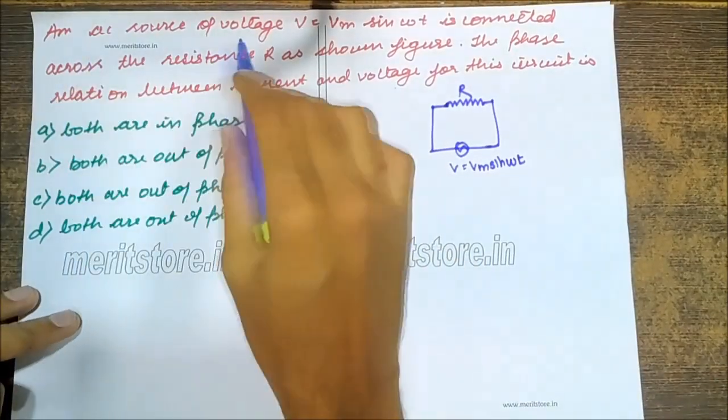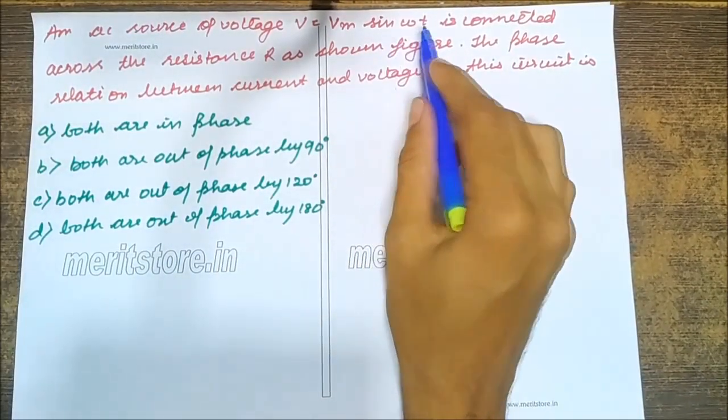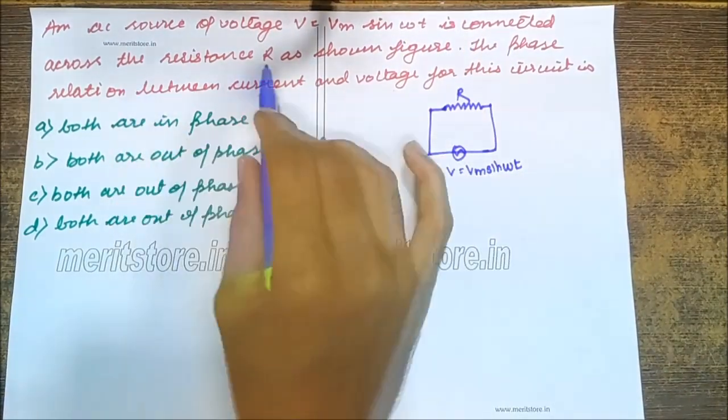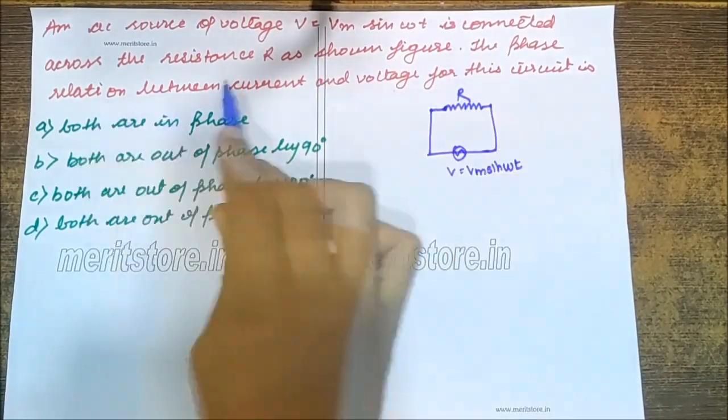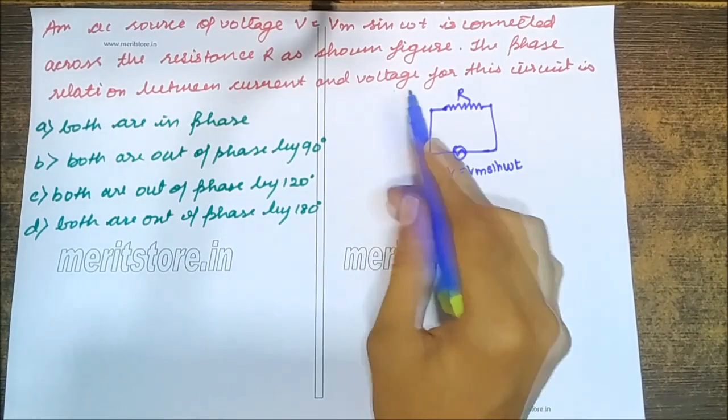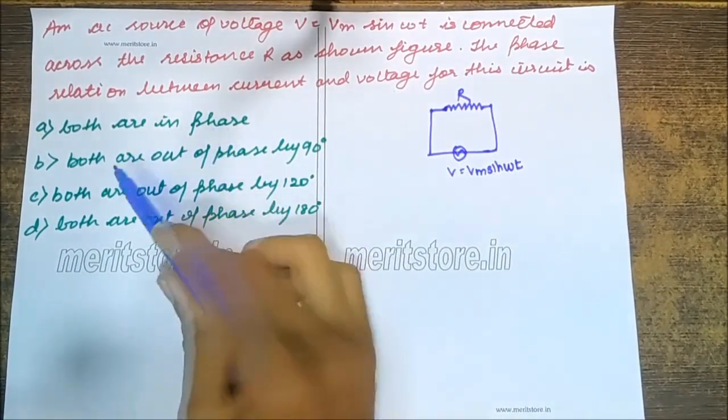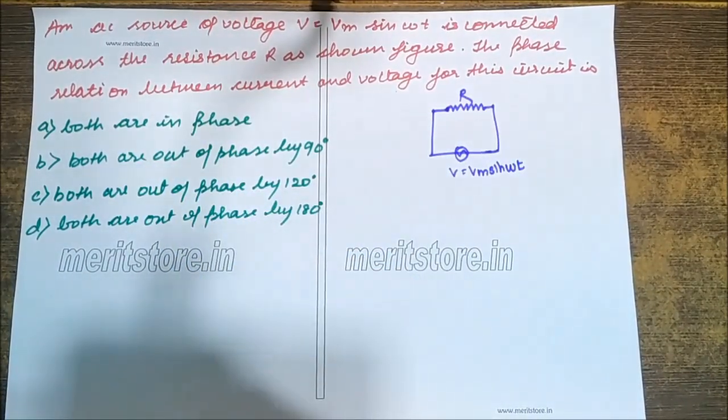Question: an AC source of voltage V equals Vm sin omega t is connected across the resistance R as shown in the figure. The phase relation between the current and the voltage for the circuit is: both are in phase, both are out of phase by 90 degrees, both are out of phase by 120 degrees, or both are out of phase by 180 degrees.